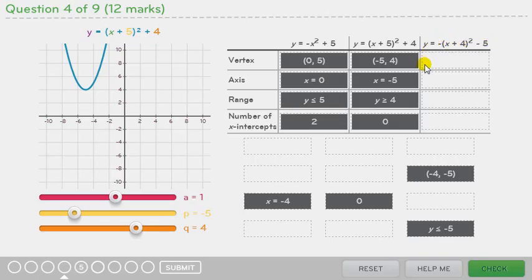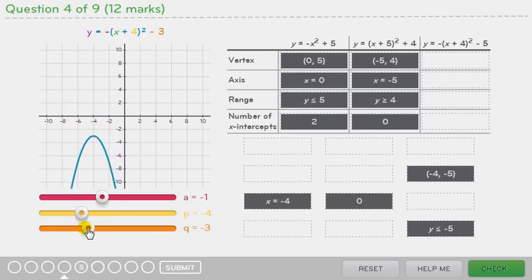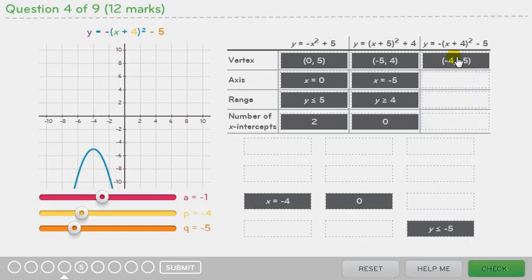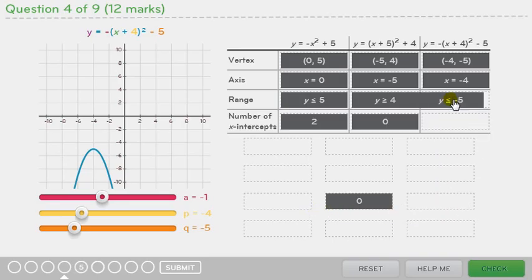This time we have an a value of negative 1 again, a p value of negative 4, and a q value of negative 5. So this parabola opens downwards, and it has a vertex at (negative 4, negative 5). Its axis of symmetry is through the x value of the vertex, so x equals negative 4. Because it opens down, we know that it has a maximum value, so y must be less than or equal to that maximum value at negative 5. So y must be less than or equal to negative 5.